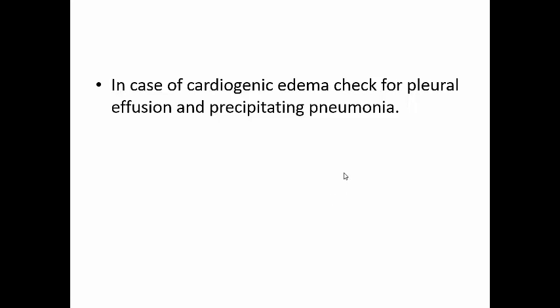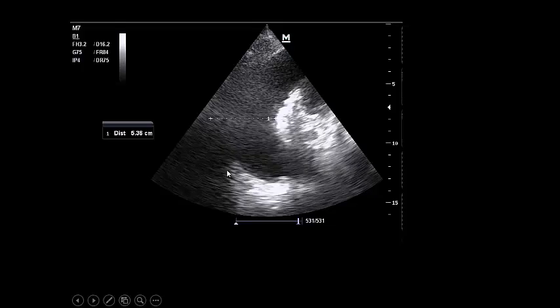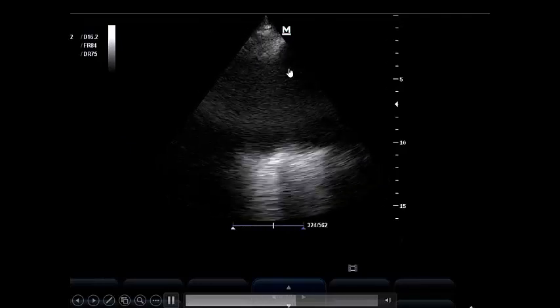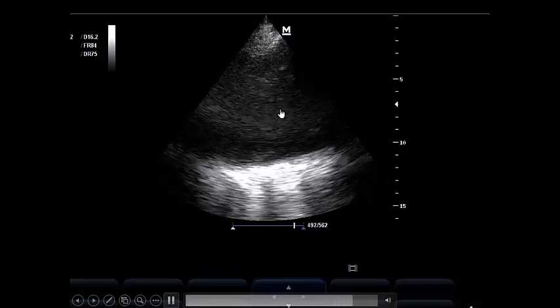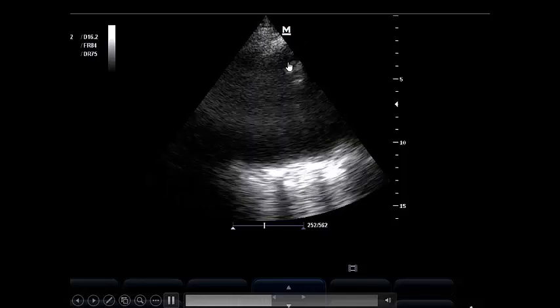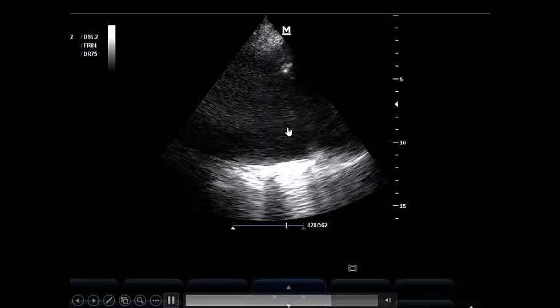But in cardiogenic pulmonary edema, before leaving the patient, please check for pleural effusion and the precipitating pneumonia. Here is the patient's pleura full of fluid, and you see here a lot of fluid in the pleura. Probably it will need therapeutic aspiration, and atelectasis, because heart failure is a very common cause of pleural effusion, massive pleural effusion.